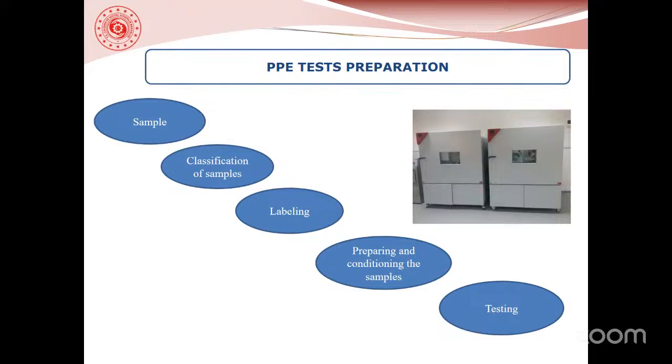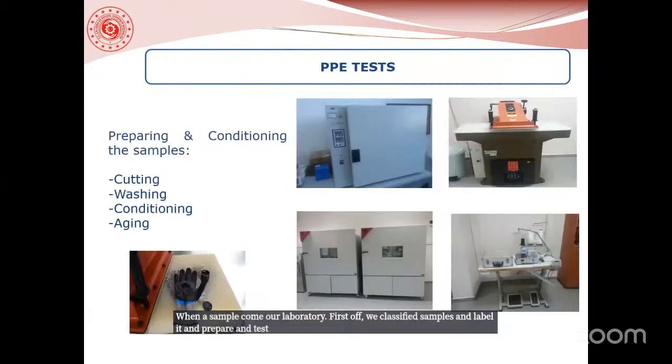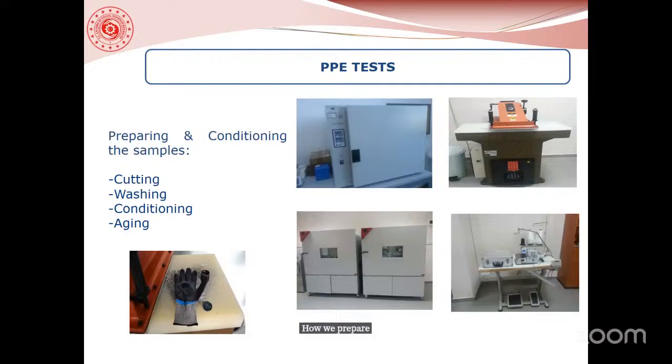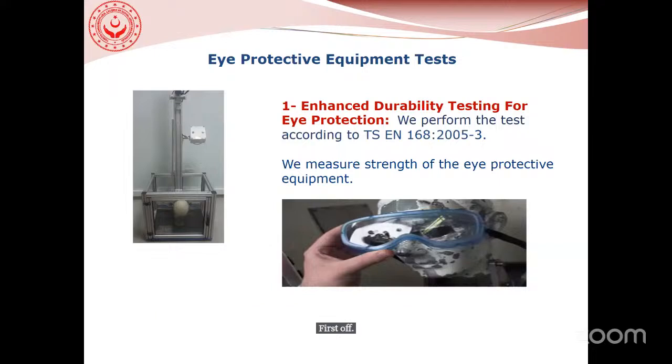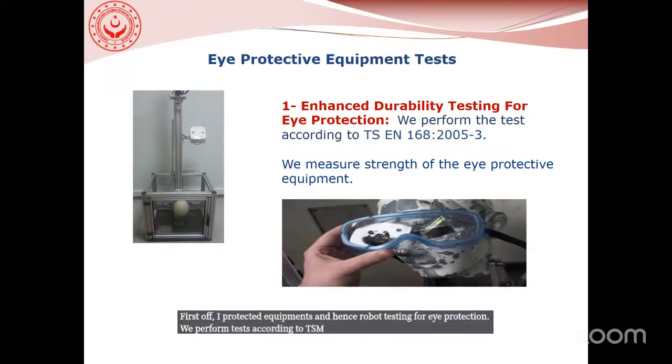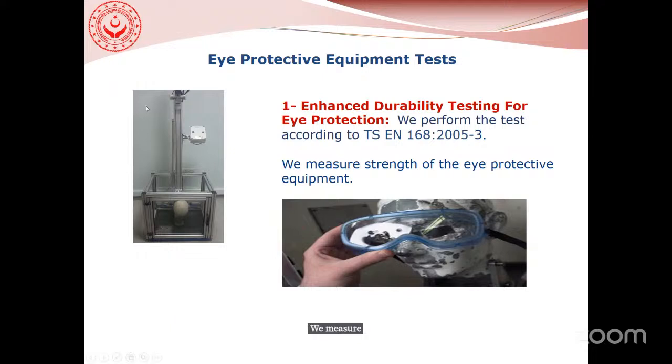When a sample comes to our laboratory, first we classify and label the samples, then prepare and test them. How do we prepare? We cut, wash, condition, and age the samples according to the test standards. First, eye protective equipment and durability testing for eye protection. We perform the test according to TSN 168. We measure the strength of eye protection. The next slide is a short video about the test.